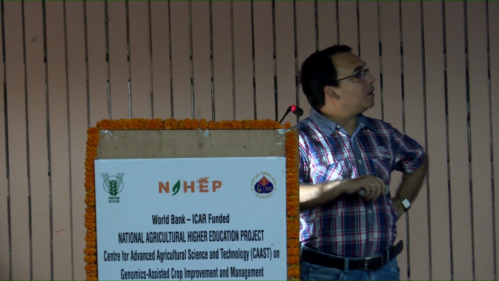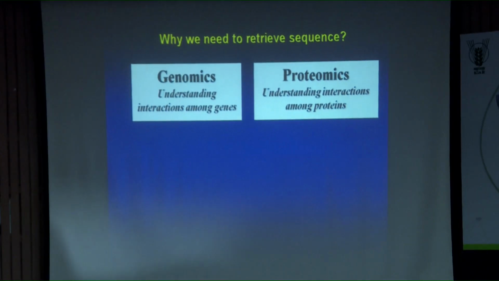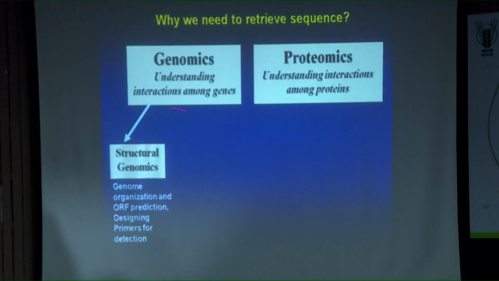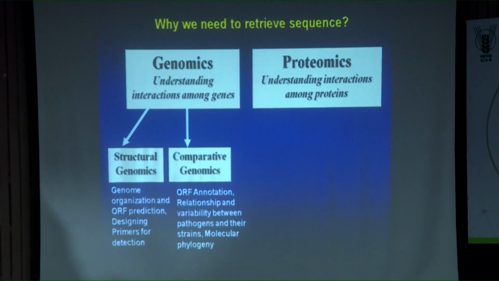So, why do we need to retrieve sequences? To analyze two basic things. One is called genomics, one is called proteomics. Genomics is understanding the interaction among the genes, and proteomics means understanding the interaction among the proteins. In genomics there are again three different things. One is structural genomics, which deals with the genome organization and ORF prediction or gene prediction, and designing of the primers. In comparative genomics there is the ORF annotation, relationship and variability between different pathogens or insects and their strains, and the molecular phylogeny, which comes under comparative genomics.